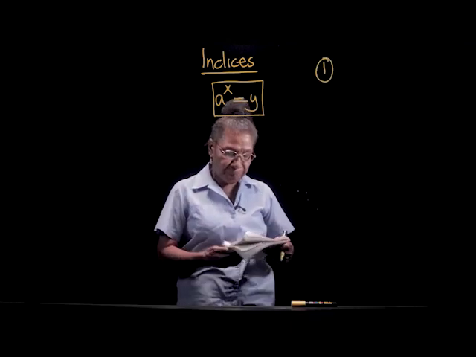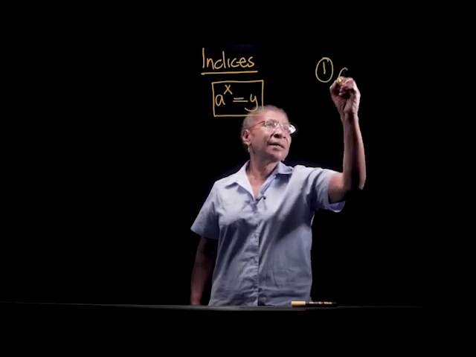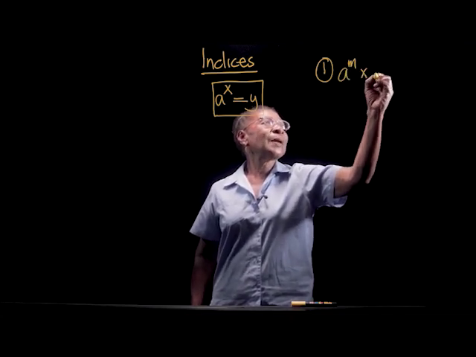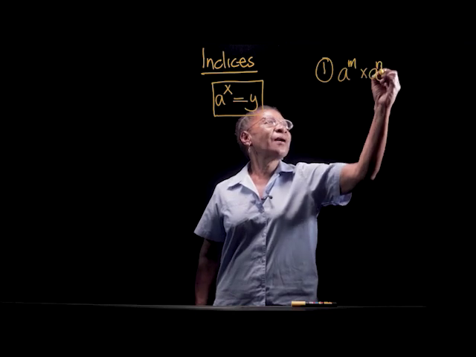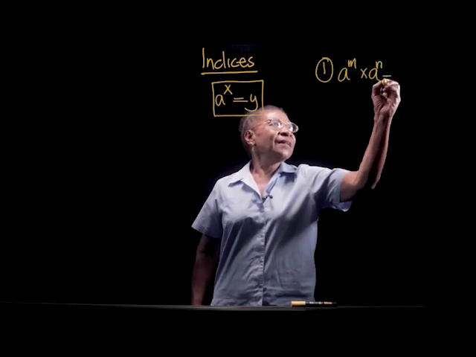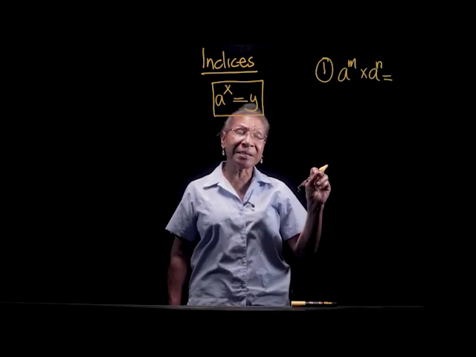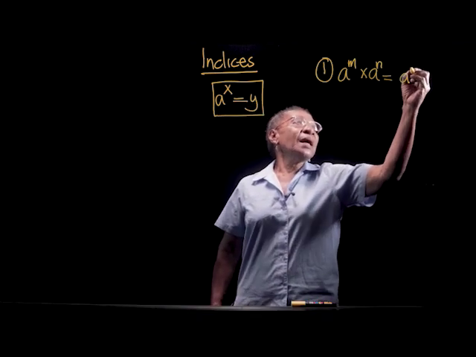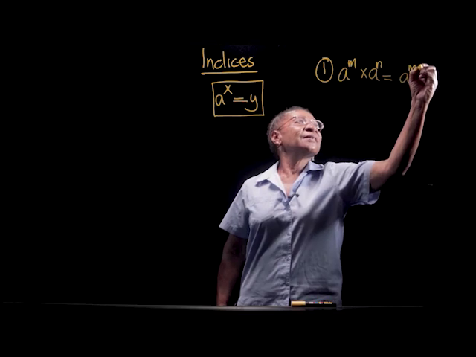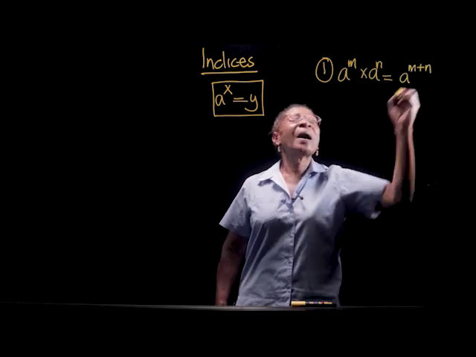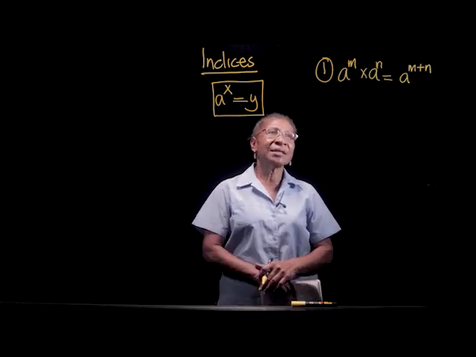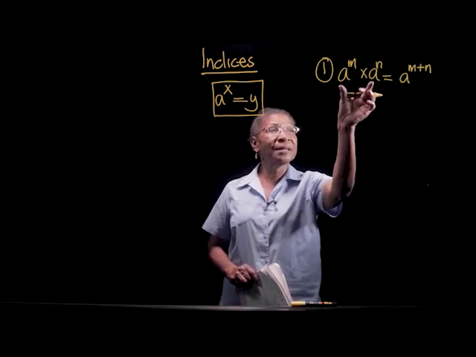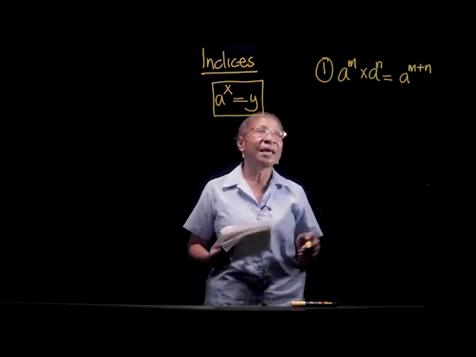law number 1. And law number 1 says, if a raised to the power of m, and you multiply that by a raised to the power of n, their common base simply means that the bases are the same. You keep the base and you add the powers. This law only applies if the bases are common or the same.